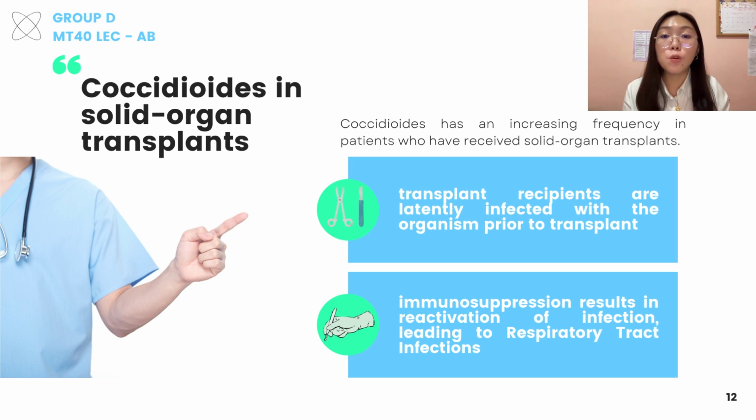There are actually two possible explanations for this observation. One is that transplant recipients are latently infected with the organism prior to transplant, and the immunosuppression results in reactivation of infection, leading to respiratory tract infection. Patients at risk for coccidioidal infection should be identified so that antifungal prophylactic therapy can be initiated.